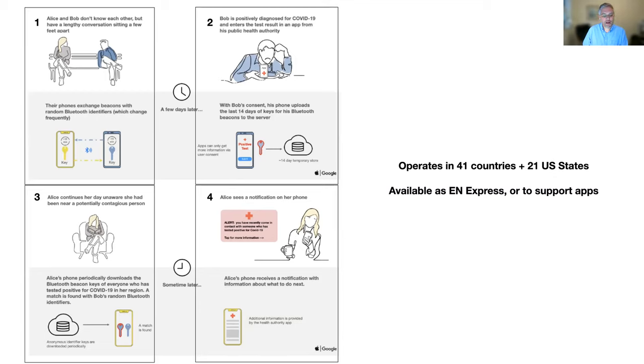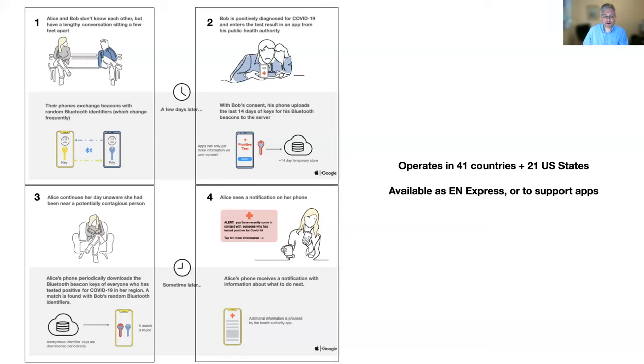So this is how the Google and Apple system works. In step one, in the top left, phones that have this feature enabled, the operating systems, not the apps, exchange anonymous keys when a contact, an extended contact, takes place. And step two has proven to be really the major limitation of digital contact tracing in many countries. In step two, if an individual requests a test and for whatever reason tests positive, the individual enters the positive test result in their phone. And it turns out in many countries that this doesn't happen.